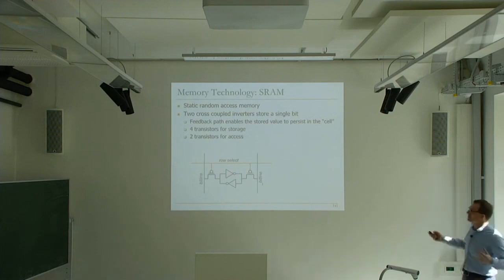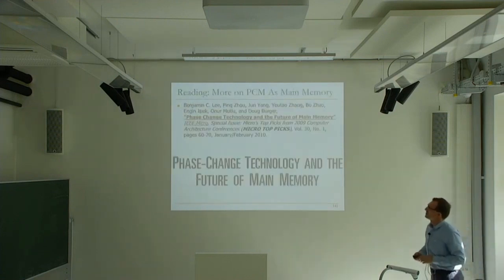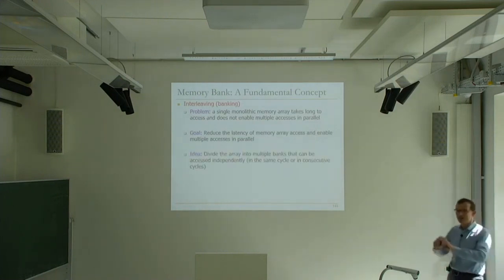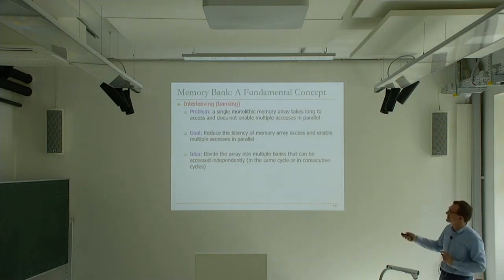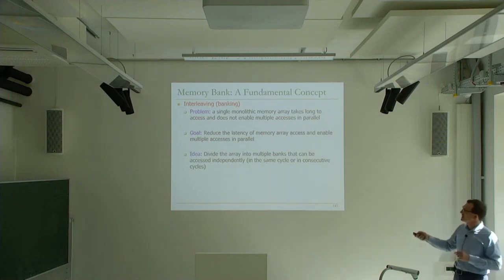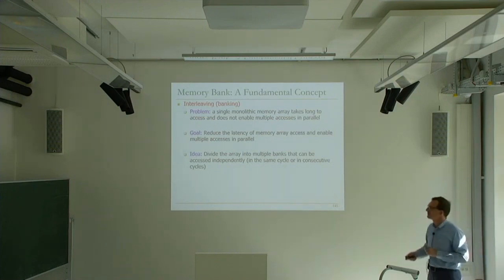You don't want that also because that becomes more expensive. So what people do is they reduce the latency of the memory access and enable multiple accesses in parallel. To be able to do that, you divide the monolithic array into multiple banks that can be accessed independently, or mostly independently, in the same cycle or in consecutive cycles. We're going to see examples of this.